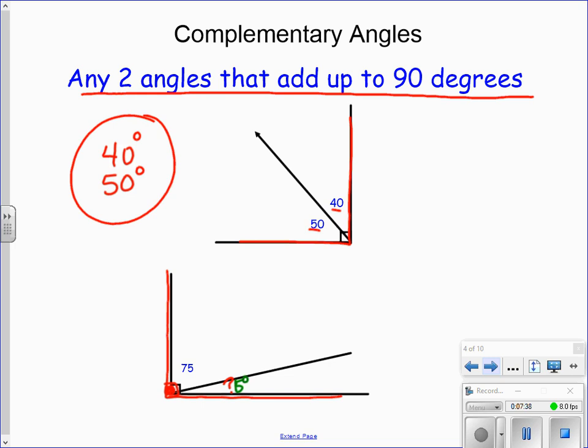Again, how do you know that? It's 90 degrees minus the 75 degrees that we know. That leaves us with the remaining 15 degrees. So not overly difficult. Those are called complementary angles. Anytime you see a 90 and you're given one of the angles, you could probably find the other one.